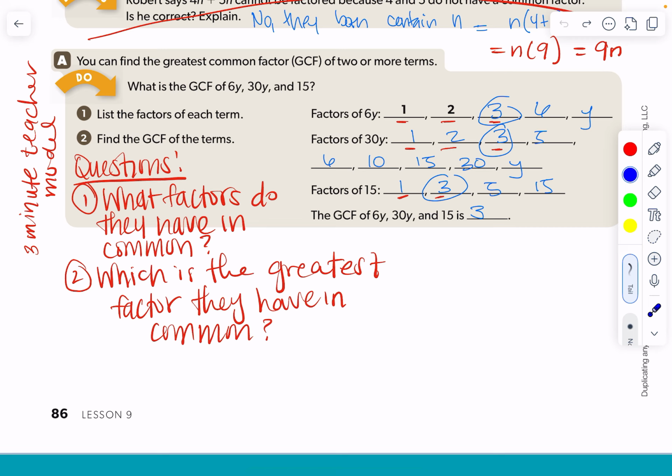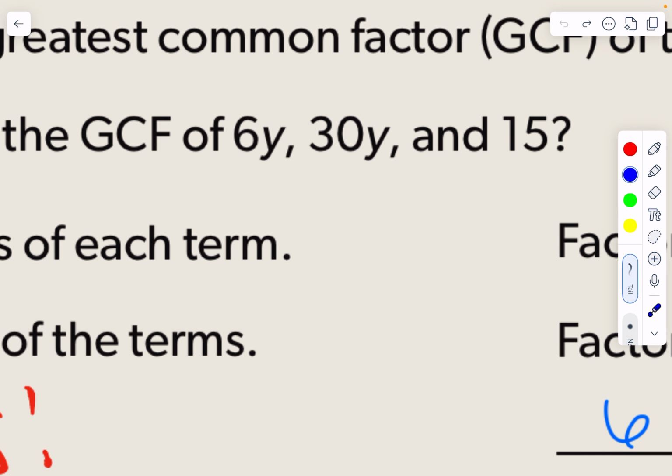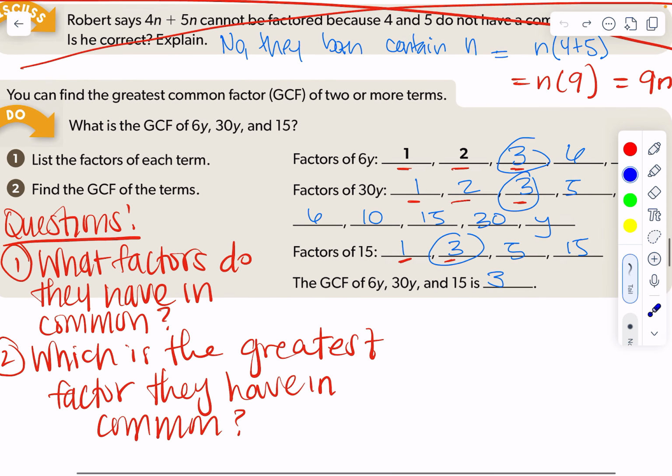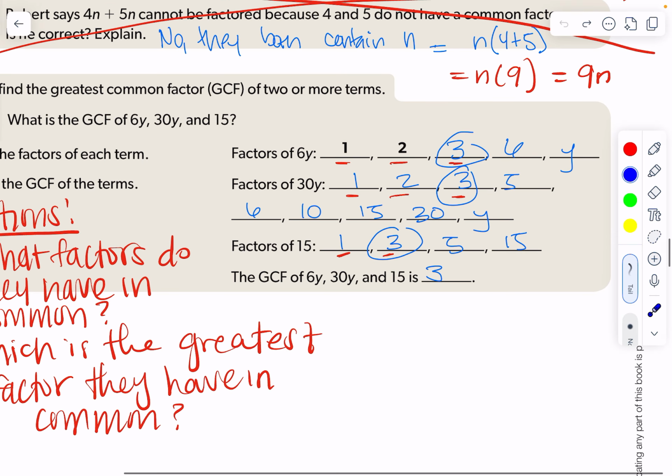It asks you, what is the greatest common factor of 6y, 30y, and 15? What is important to know is that even though students might have some experience with greatest common factor, these terms are also attached to variables, and so 6y means 6 times y, meaning that y is also a factor of 6y. So when you are listing out the factors of 6y, you need to include that y, right?